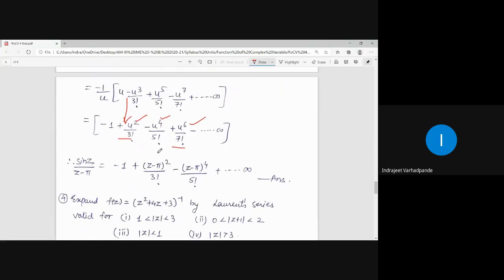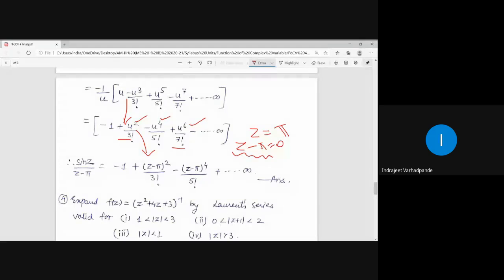So I replace the value of u as z minus pi, because the expansion was asked to be done about z equal to pi. That means about z minus pi equal to 0. So my expansion of the given function should contain the powers of z minus pi. Accordingly we simplify and get the answer. Any difficulty in this? I hope it is clear to all.